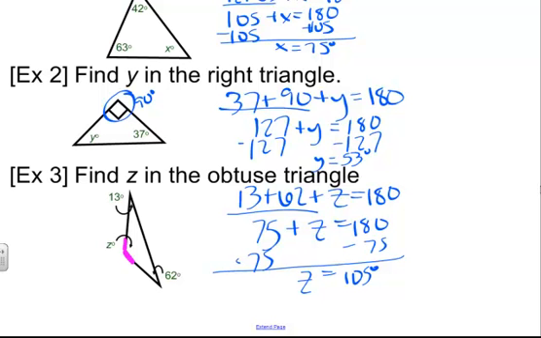You will not get credit for your notes if you do not draw them and fill in the degrees and do the work with the equations. And just so that I know you're paying attention, I want you to write the word awesome right underneath number 3. Awesome. All right, moving on.